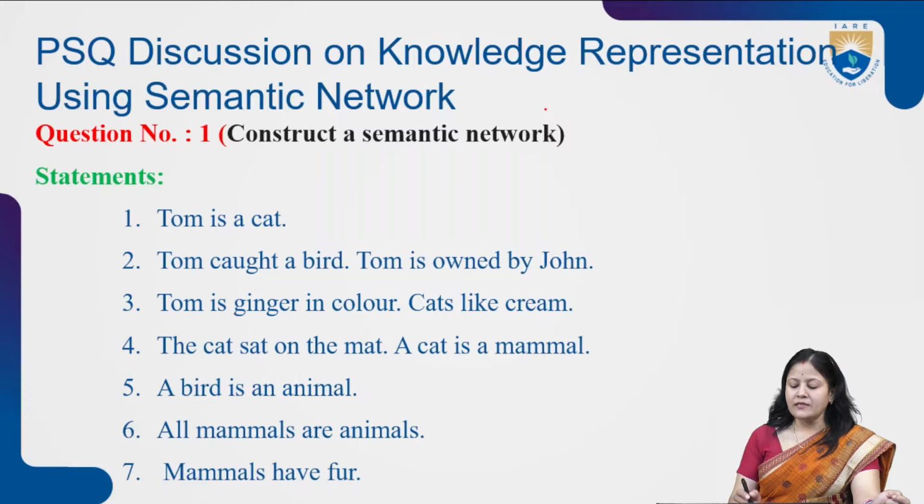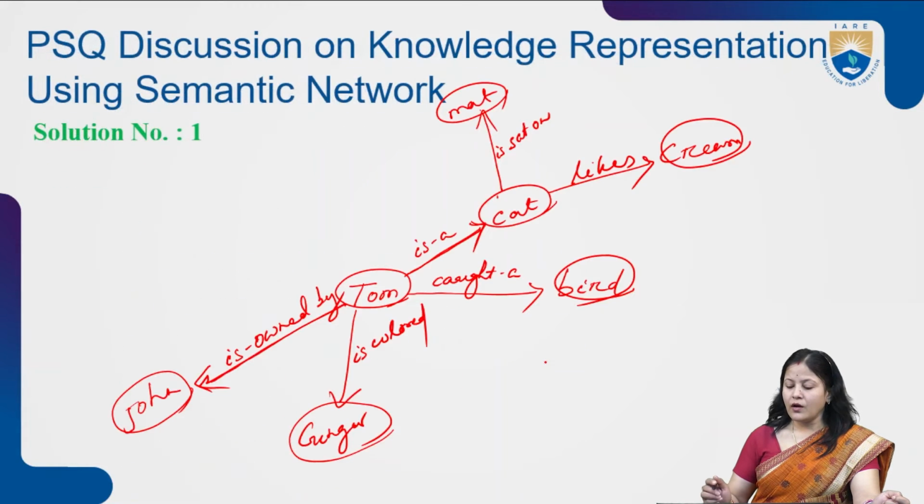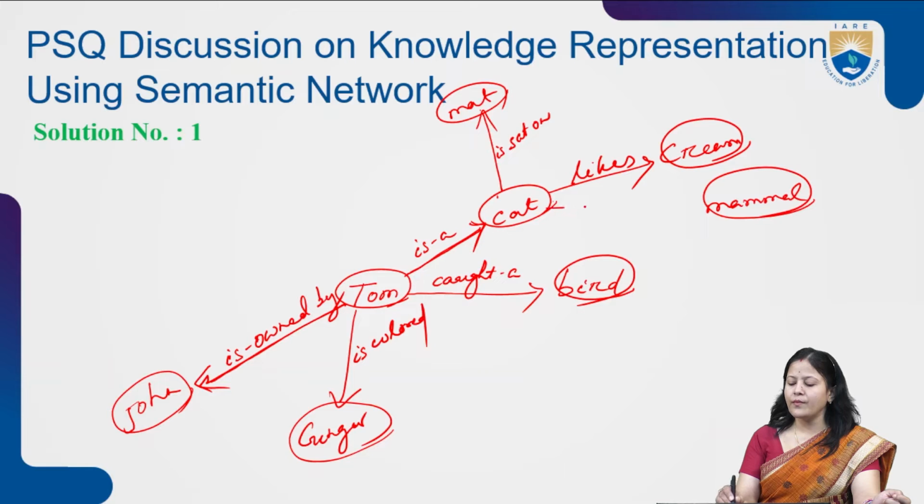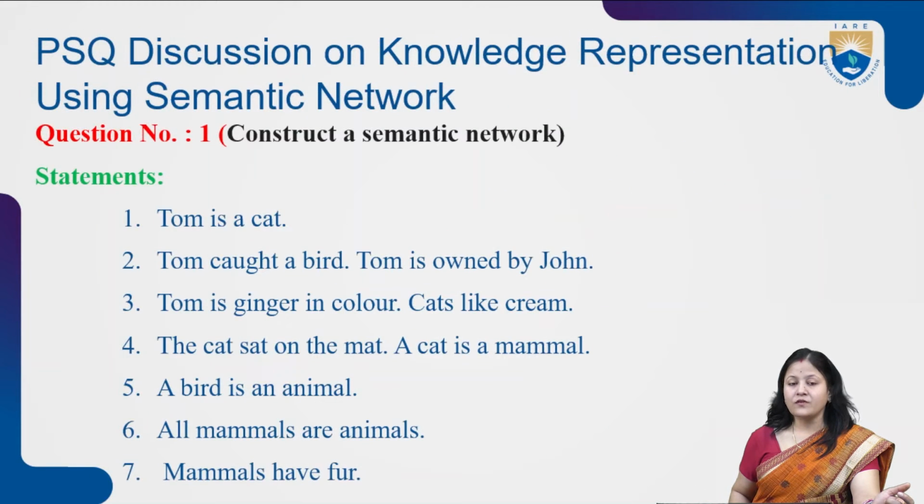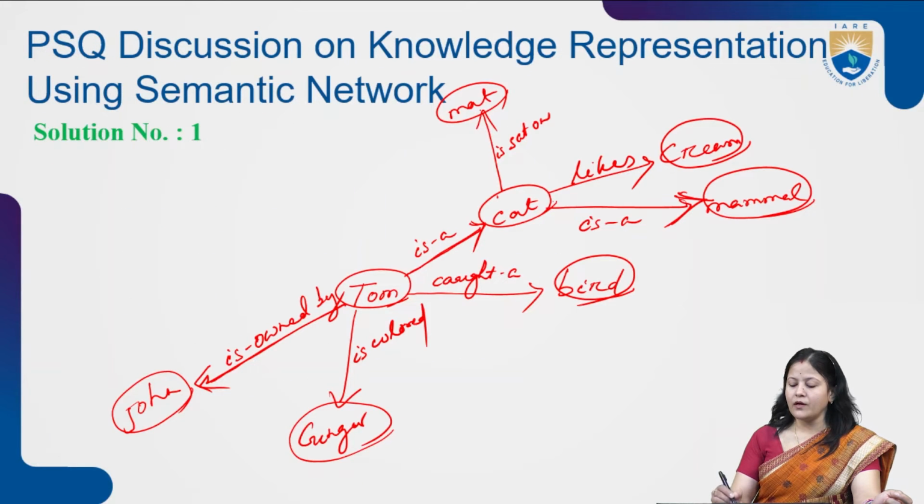Then a cat is a mammal. Have I created any mammal? No. So from cat, another class we will create, mammal. So we'll make a relation. The relation between cat and mammal is cat is a mammal. Then the fifth statement is a bird is an animal. Here bird already we have created. Animal class is not there, so we'll create another class animal.